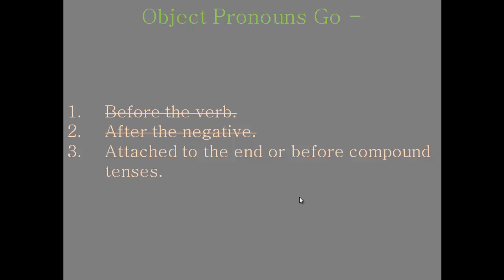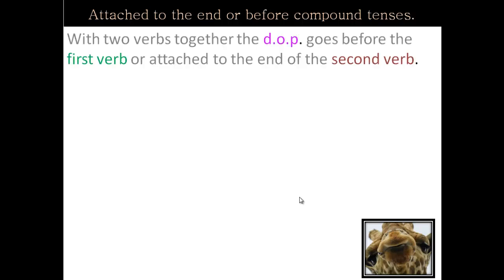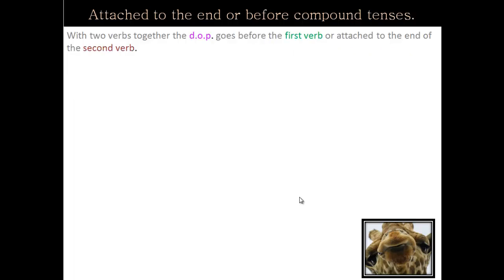So, attached to the end or before compound tenses. Don't panic, I will explain to you now. With two verbs together, so it's not just for compound tenses, it's for two verbs together as well, the direct object pronoun goes before the first verb or attached to the end of the second verb. So basically, you can't split them. Let's look at I am going to bite you. Voy a morder, I am going to bite. Te voy a morder. So you can see you've got the te at the beginning, before the first conjugated verb.